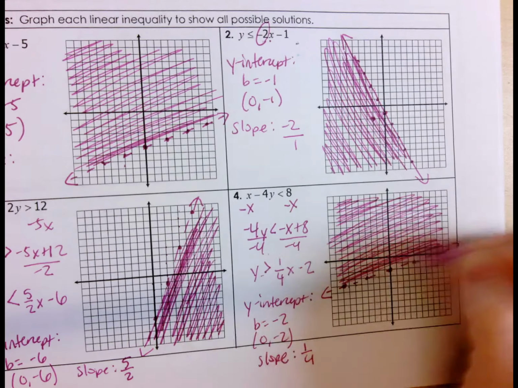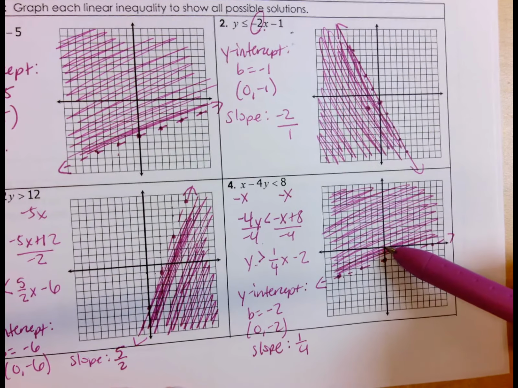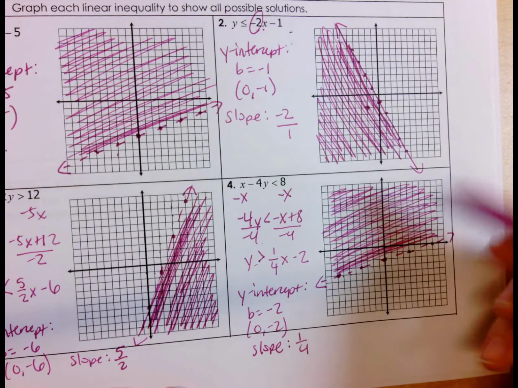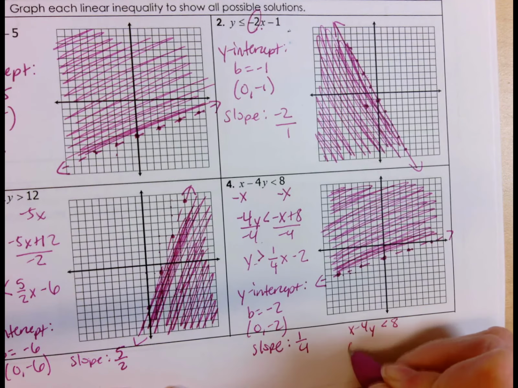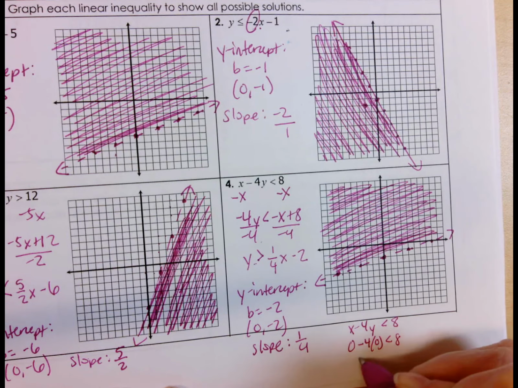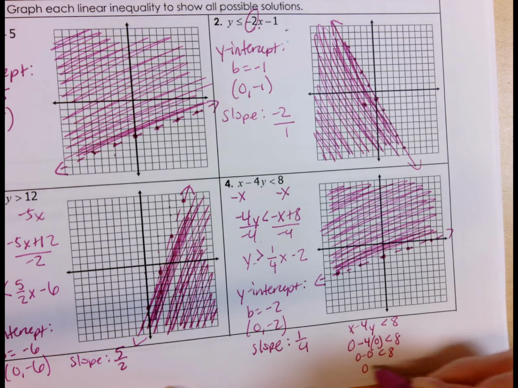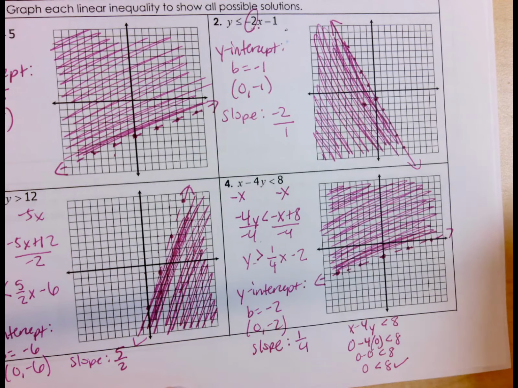Okay? And so again, you can just check yourself and make sure that it works. So (0, 0) should be a solution that works. So x minus 4y is less than 8. We could plug in 0, and 0 minus 0 is 0. And that's less than 8, so that works. So yes, we did shade the correct area on this one.